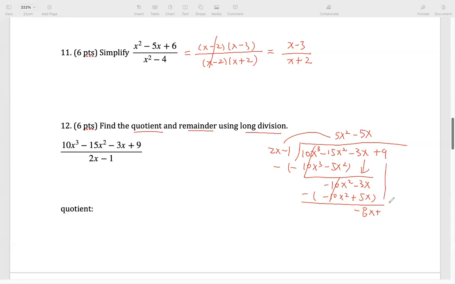Then plus next one, 9. And we have negative 4 here, because negative 4 times 2x gives us negative 8x. Then plus 4. So minus, this becomes 0, 9 minus 4, that's 5. So the quotient is 5x squared minus 5x minus 4. The remainder is 5.